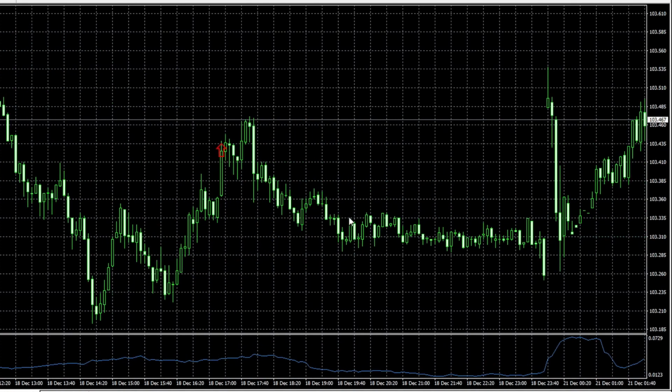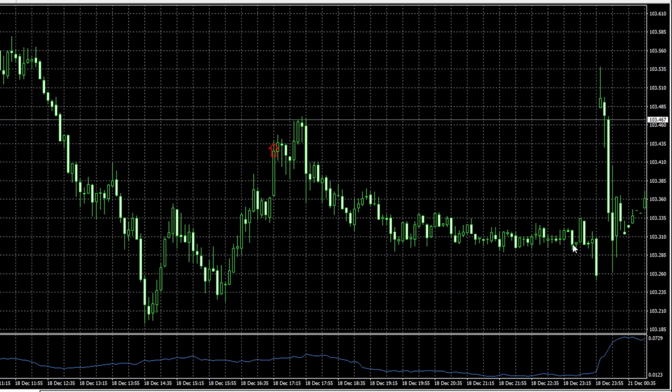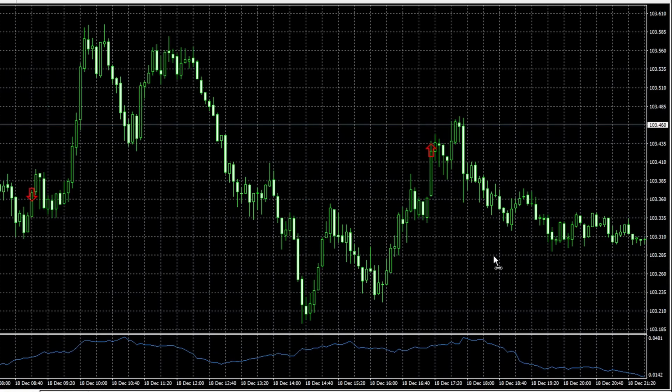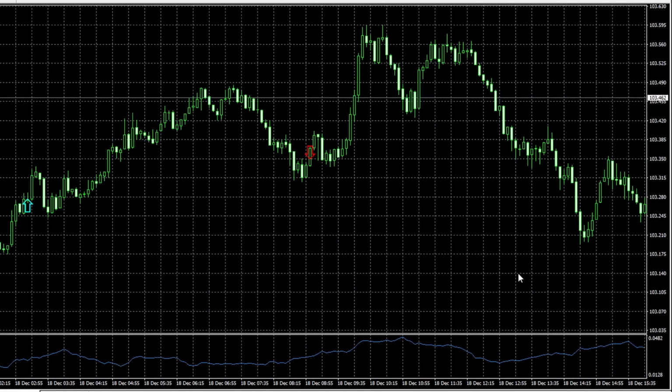You can see that the price went into a really flat sideways trend. And that was it. So that was the trading analysis for Friday, 18th of December 2020.